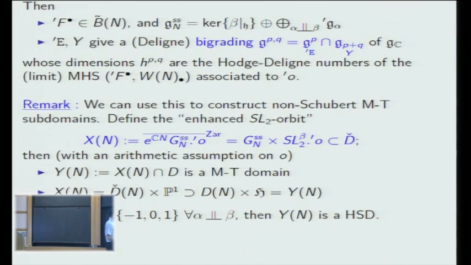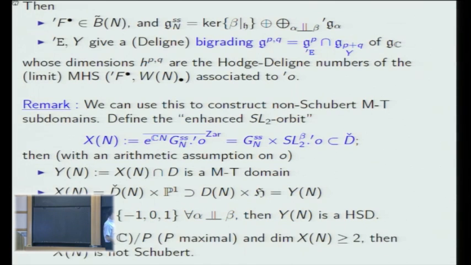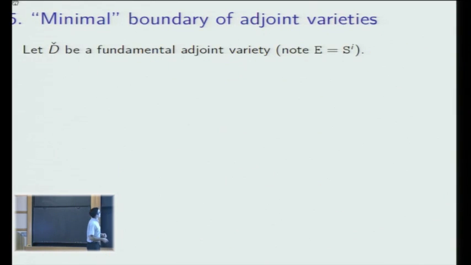And you can say exactly when Y of n is a Hermitian symmetric domain. And you can say, for the most part, that X of n is never a Schubert variety. Schubert varieties, basically, there's something about having P1 factors that they don't like. OK, so now to come to the boundary of adjoint varieties.